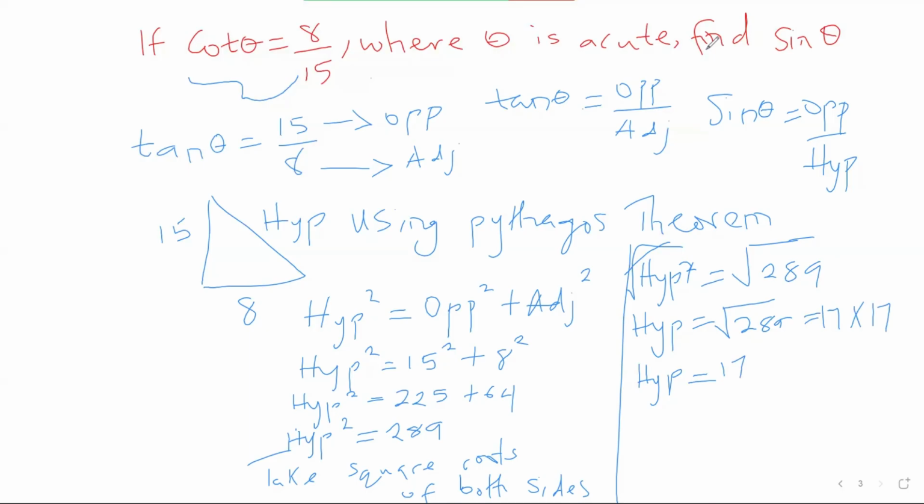The question says we should find sine theta. So to find sine theta, simply using our SOHCAHTOA, we're going to have sine theta equals opposite over hypotenuse. From the diagram, our opposite is 15 over our hypotenuse, which is 17. So finally, our answer is, if cot theta equals 8 over 15, our sine theta is going to be 15 over 17.